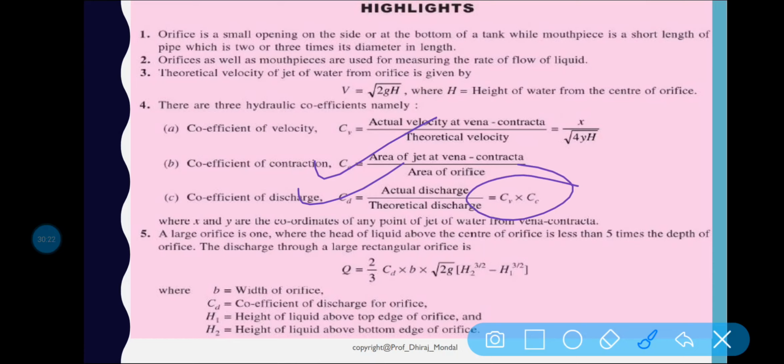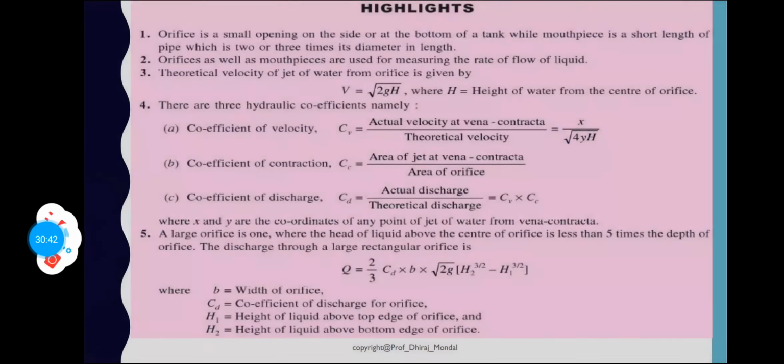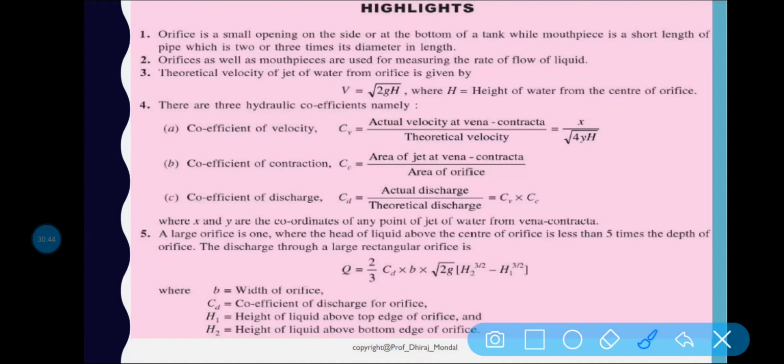Next, we have discussed the discharge for a large orifice, that is 2/3 Cd B into root over 2g [h2^(3/2) minus h1^(3/2)]. That means when the orifice is large. Here B is the width of the orifice, Cd is the coefficient of discharge of the orifice, h1 is the height of the liquid above the top edge of the orifice, and h2 is the height of the liquid above the bottom edge of the orifice.